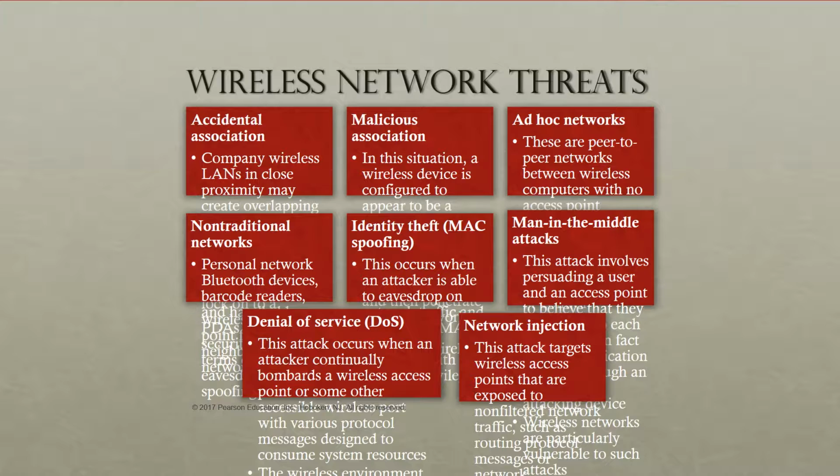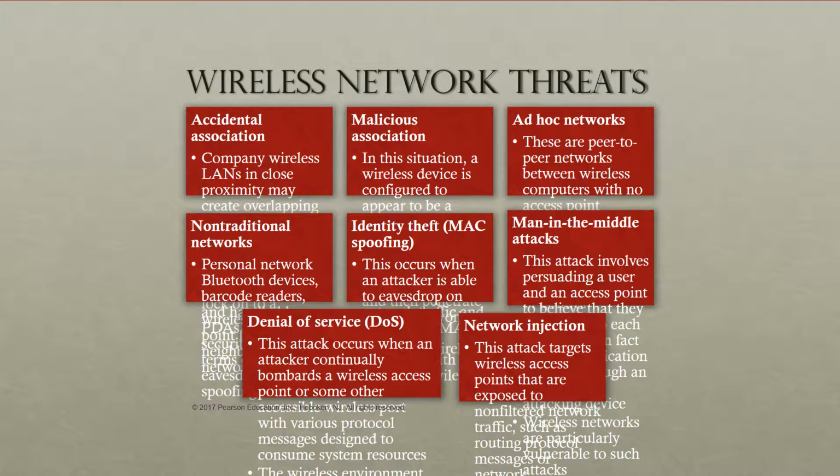Identity theft, MAC spoofing. This occurs when an attacker is able to eavesdrop on network traffic and identify the MAC address of a computer with network privileges. Man-in-the-middle attack. This type of attack is described in Chapter 3 in the context of the Diffie-Hellman key exchange protocol. In a broader sense, this attack involves persuading a user and an access point to believe that they are talking to each other when in fact the communication is going through an intermediate attacking device. Wireless networks are particularly vulnerable to such attacks.